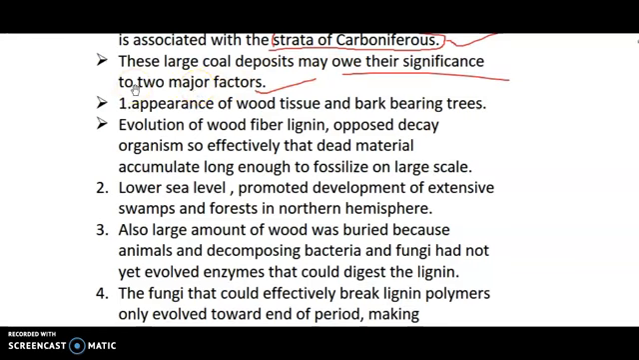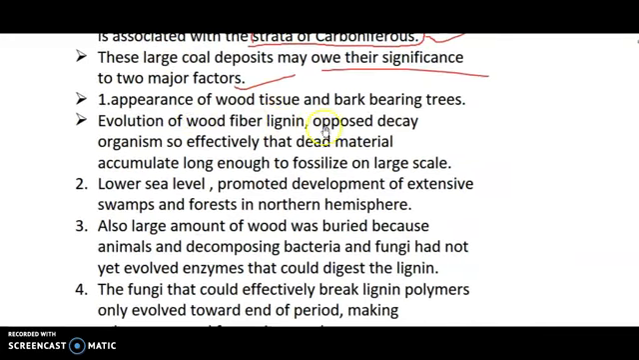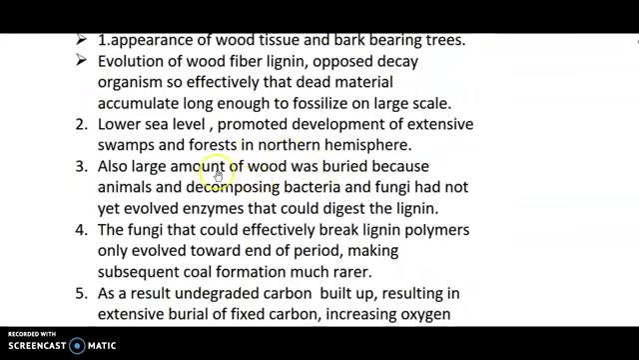So why did these coal deposits occur in the first place? First was the appearance of lignin. Lignin is a wood fiber, and it is very resistant to decay. So as the wood will not decay, there will be much more chance of wood altering into coal. And second was the lower sea level. So as the sea level is low, there will be plenty of land for extensive swamps and forests in the northern hemisphere. These two are the major causes.